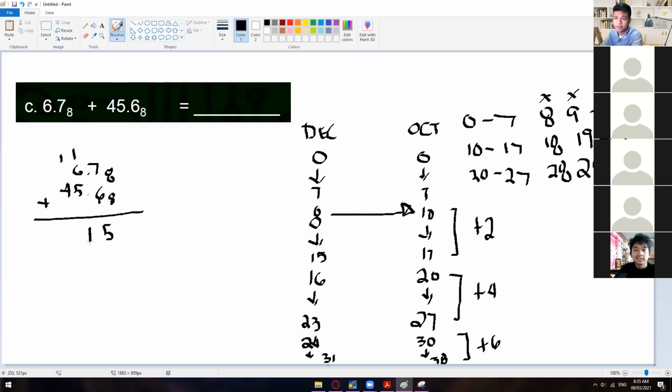Carry 1, bring down 4. 4 plus 1 is 5. And then the radix point right here, base 8. So the answer right here is 54.5 base 8.